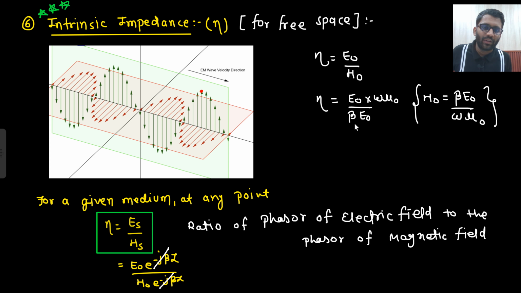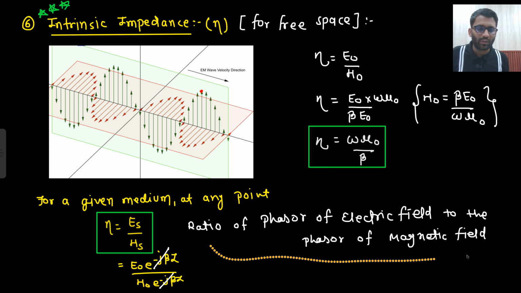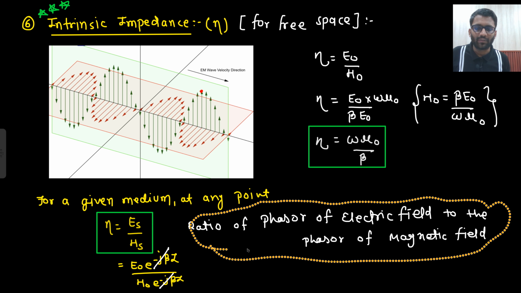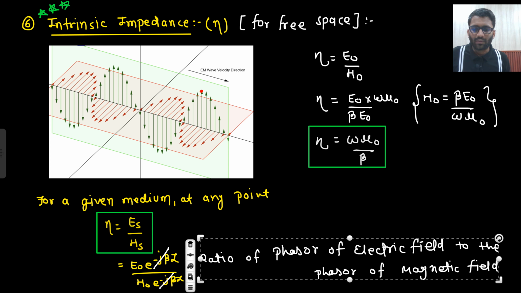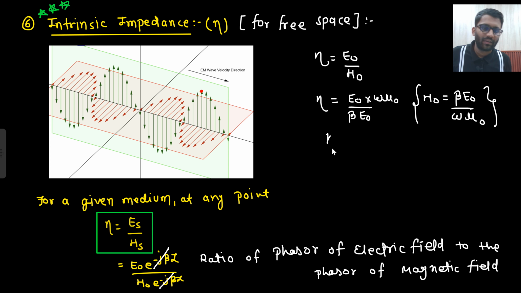Okay, so mu naught, E naught will get cancelled. What you are getting is omega mu naught by beta, right? So this is one of the expressions you can remember. We will come back to more expressions. This is one of the expressions which you can keep in mind, or you don't need to remember it, because we are going to write shorter expressions so that you can remember.